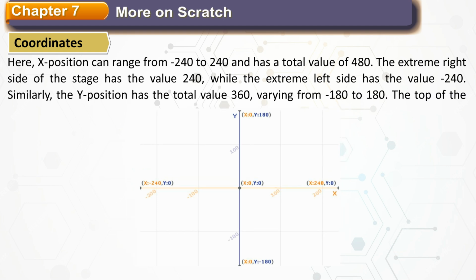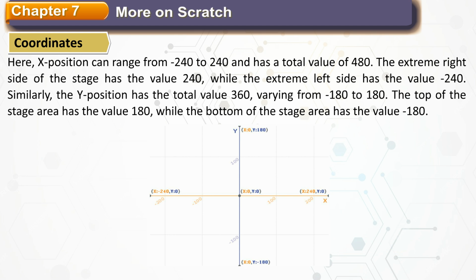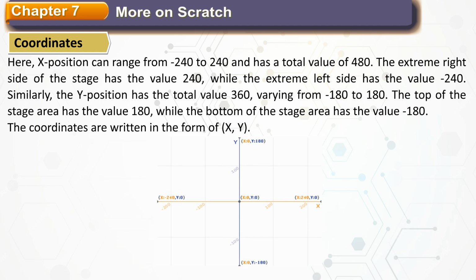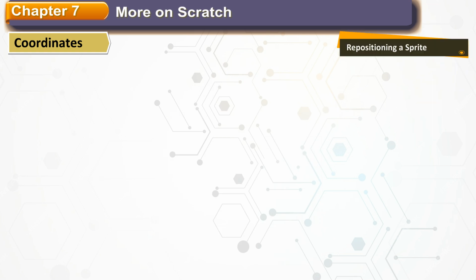Similarly, the y position has the total value 360, varying from -180 to 180. The top of the stage area has the value 180, while the bottom of the stage area has the value -180. The coordinates are written in the form of x, y.